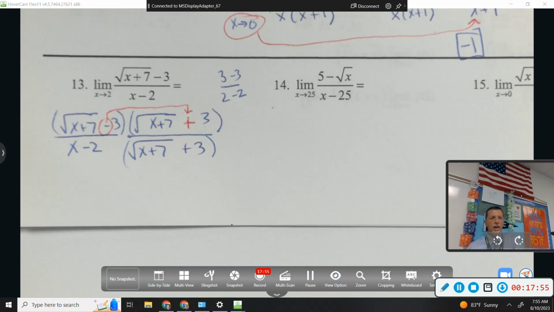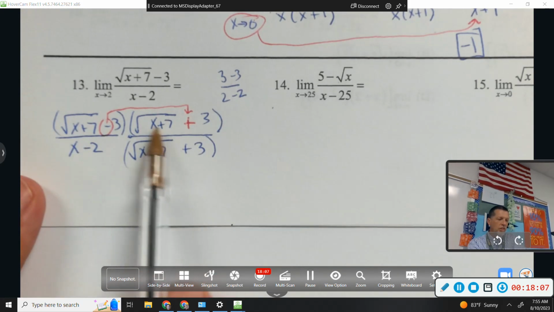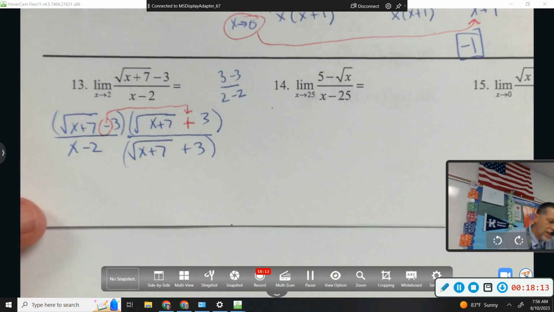Okay, so I got a major FOIL problem in the top. It looks awful, but as you start to do it, things are not so bad. So the first of FOIL, first times first, square root of x plus 7 times square root of x plus 7. X plus 7. So that one's not bad. That's just x plus 7.